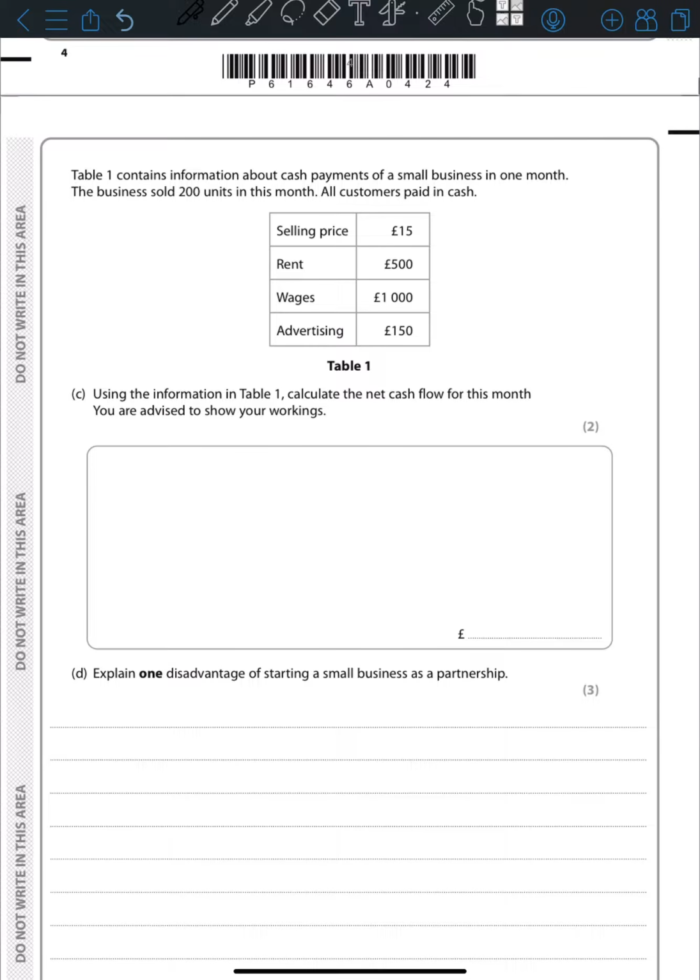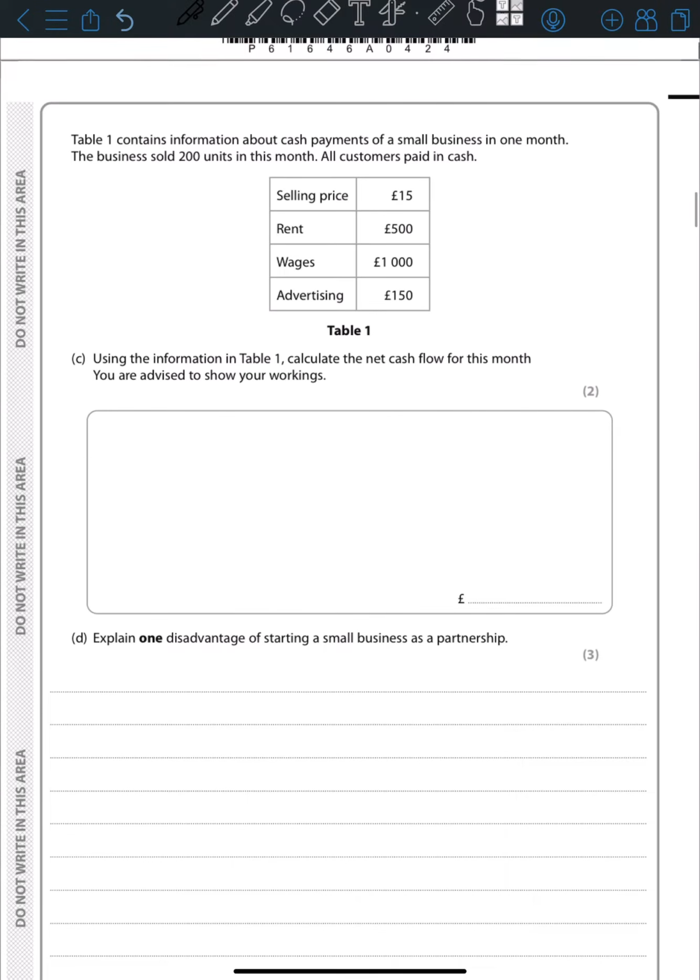This is a 2-marker, just a simple calculation, no words. Table 1 contains information about cash payments of a small business in 1 month. The business sold 200 units this month. All customers paid in cash. So all of these are cash sales. Using the information in table 1, this gives us the selling price, rent, wages, advertising. Calculate the net cash flow for this month. You are advised to show your workings.